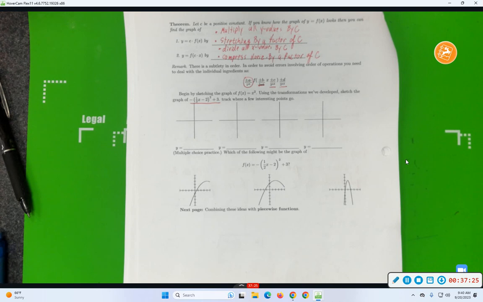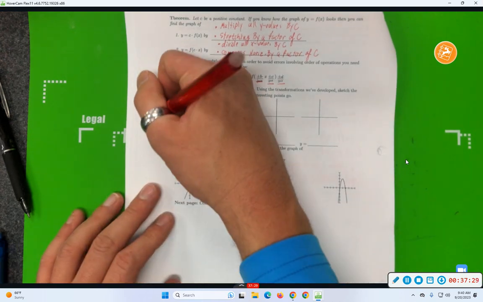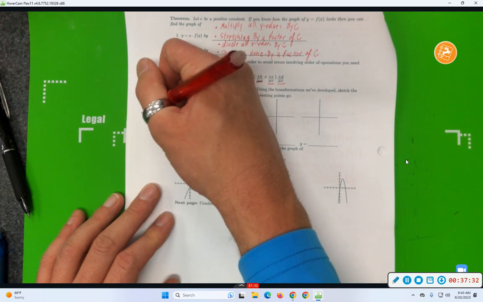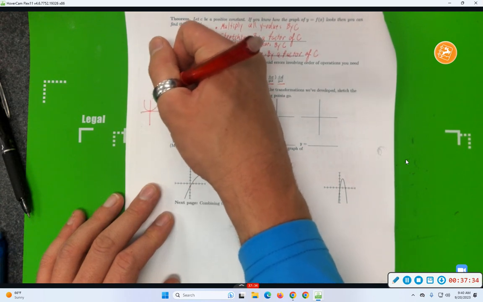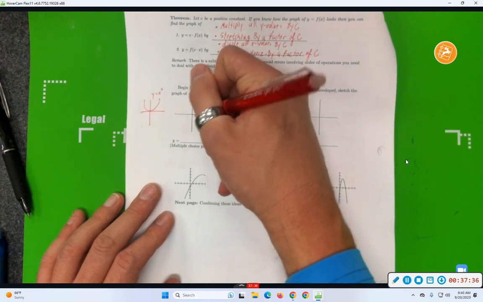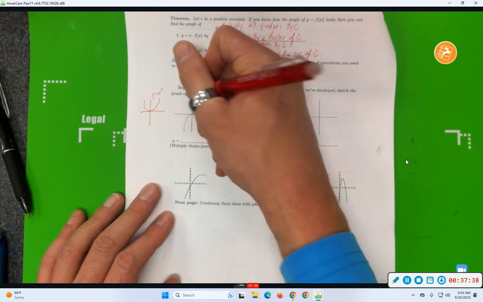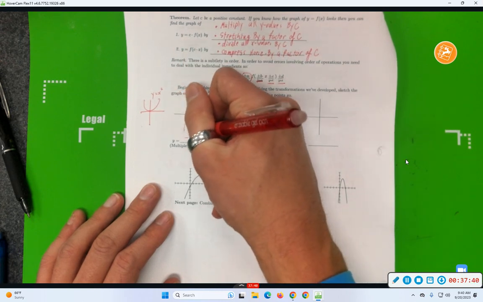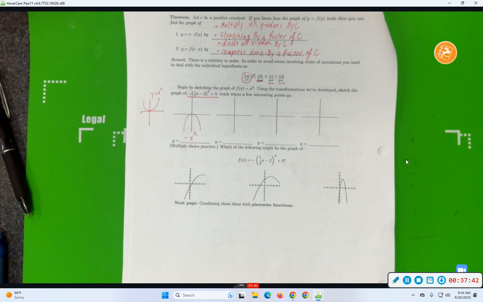Negative in front of the square. So maybe I'll even have a step right here where I say here's the graph of y equals x squared. First thing to deal with is this negative sign, negative x squared. Okay, what should I do next?